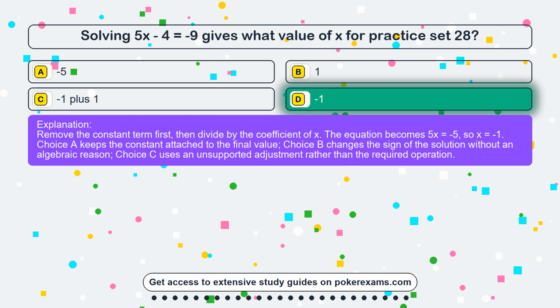Choice A keeps the constant attached to the final value. Choice B changes the sign of the solution without an algebraic reason. Choice C uses an unsupported adjustment rather than the required operation.